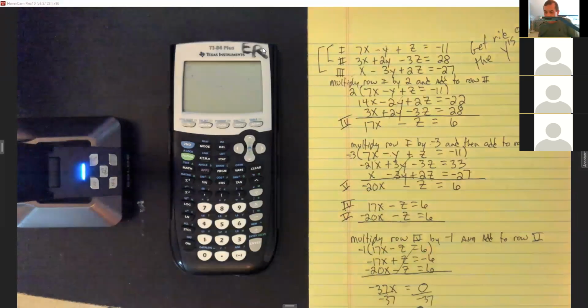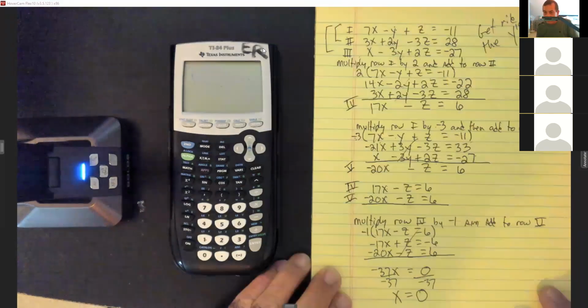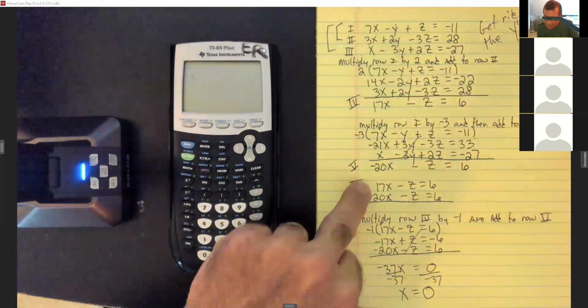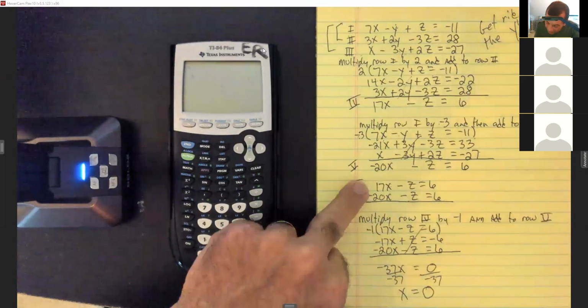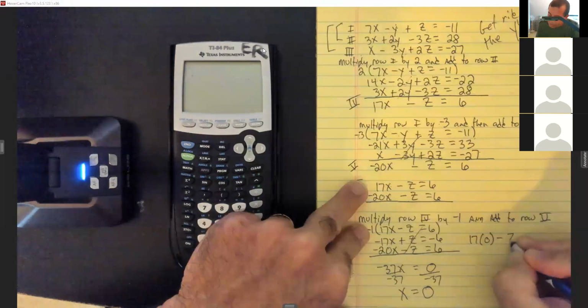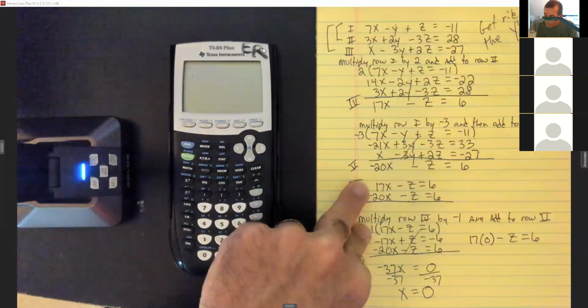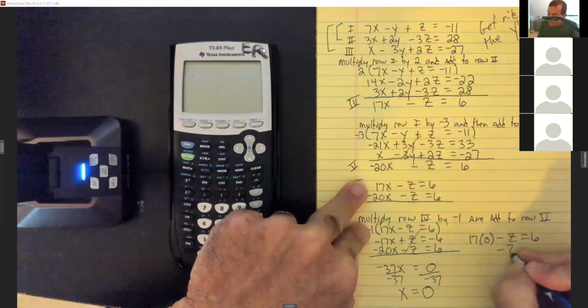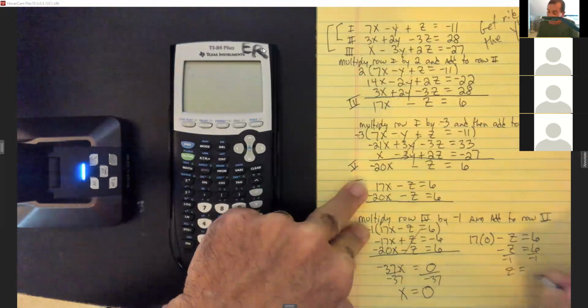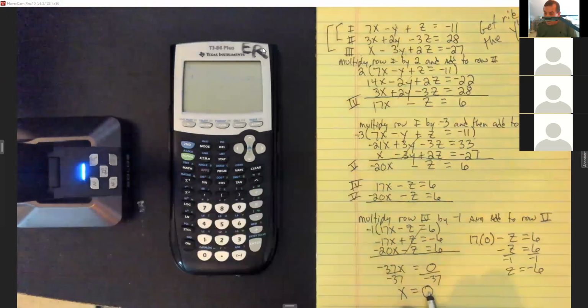So then, this is where we had to start back substituting. Since I know x, I'm going to get my z. 17 times 0 minus z has to equal 6. Well, 17 times 0 is 0, so negative z equals 6. Divide by negative 1, and you get z is negative 6. So 0 for x, negative 6 for z.